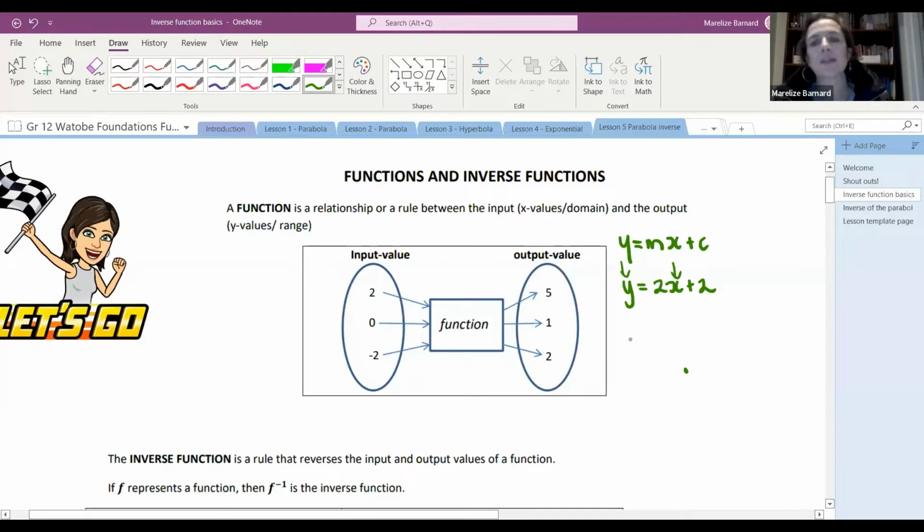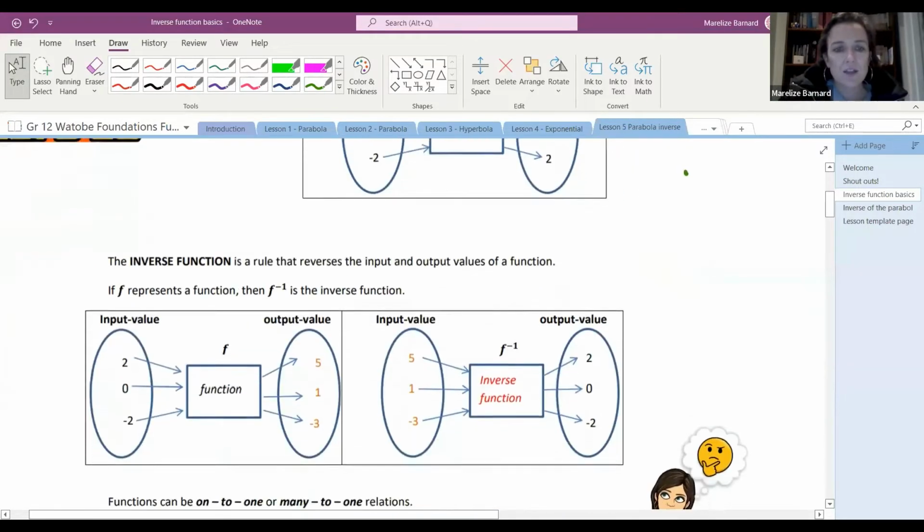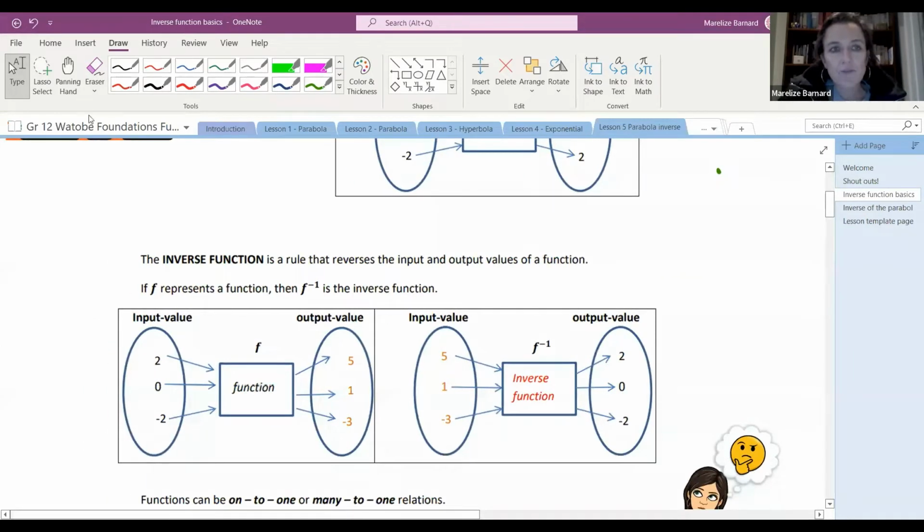So that is a basic function. We have input values, output values. And the function involves multiplying or adding or doing something to our input value, some operation on our input value to give us our output value. Okay, so an inverse function reverses the input and output values of a function. So that's all it basically does.